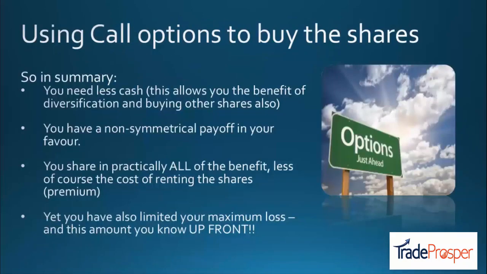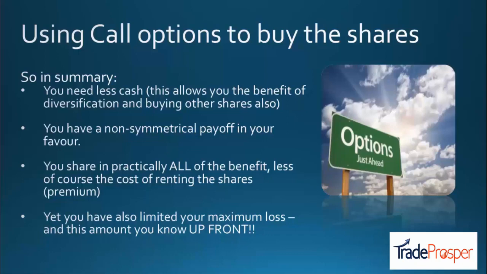And if you put the two of them combined, you can see, first, you need less cash to do the option trade versus the underlying trade. Second, you have a non-symmetrical payoff, and this is in your favor. So in other words, you own all the upside. Even if you take out the small consideration of the premium, this is an unlimited upside.